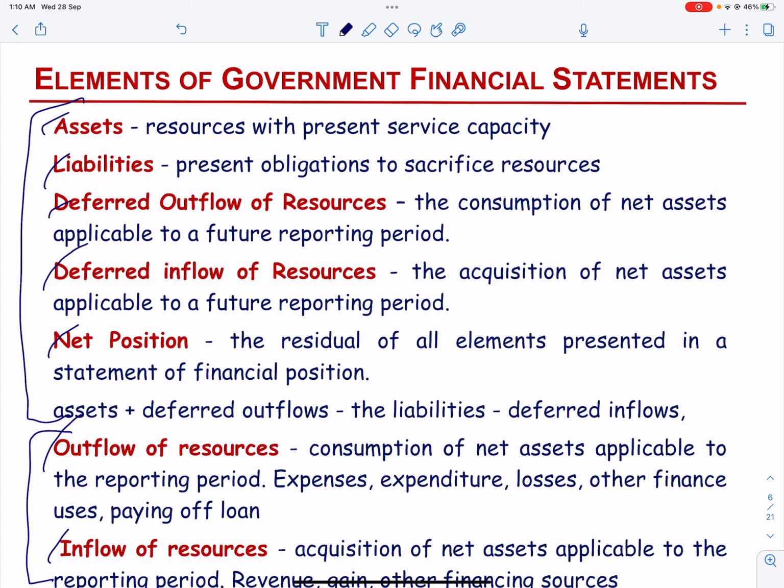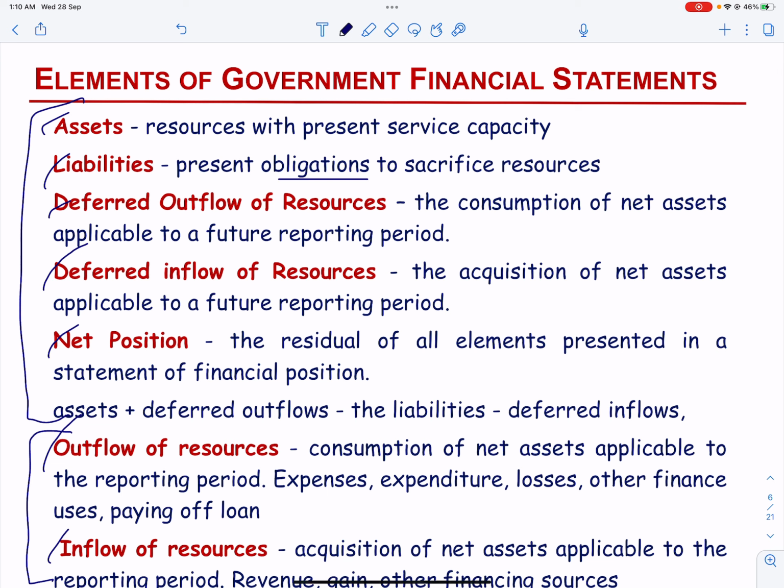Liabilities are present obligations to sacrifice resources. So in order to provide services to the society, government will have obligations to be paid to third parties.